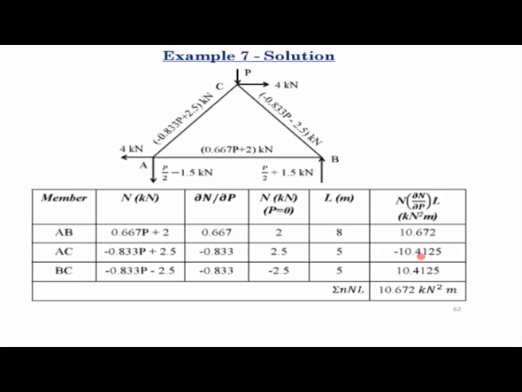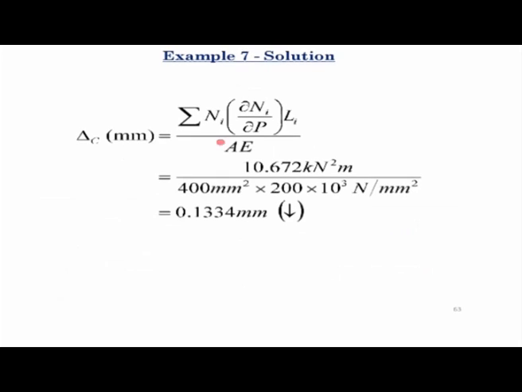You get 10.662. Again, minus 10.412 for AC and 10.4125 for BC. Again, don't neglect the signs. Add them up, that is 10.672, and then again you divide it by AE, and you get the vertical deflection at joint C. So that was a quick demonstration of calculation of the vertical deflection of a truss joint using Castigliano's theorem.